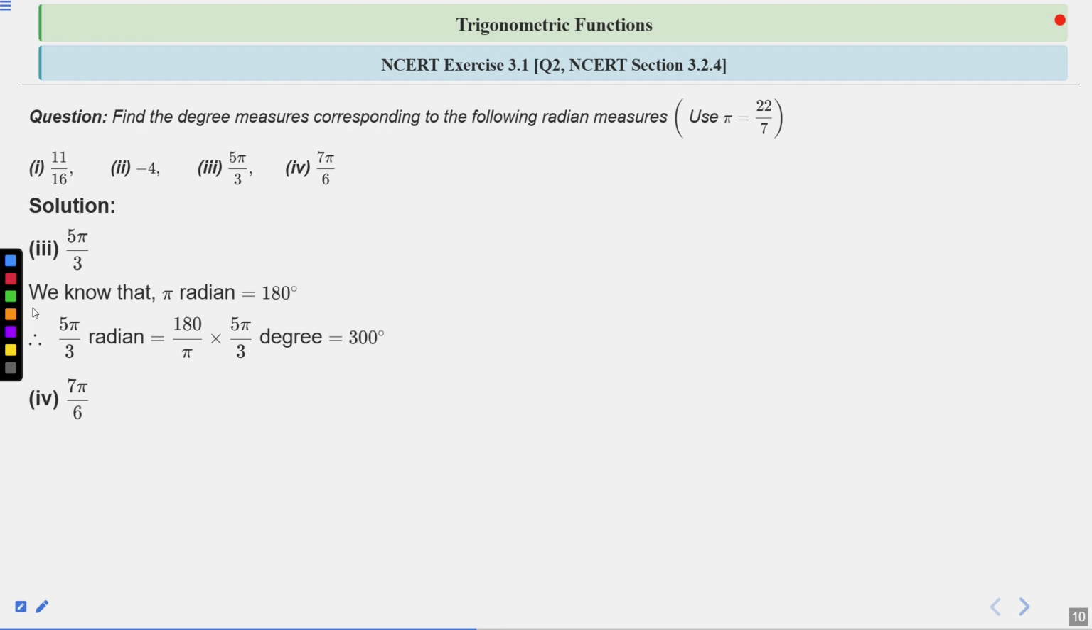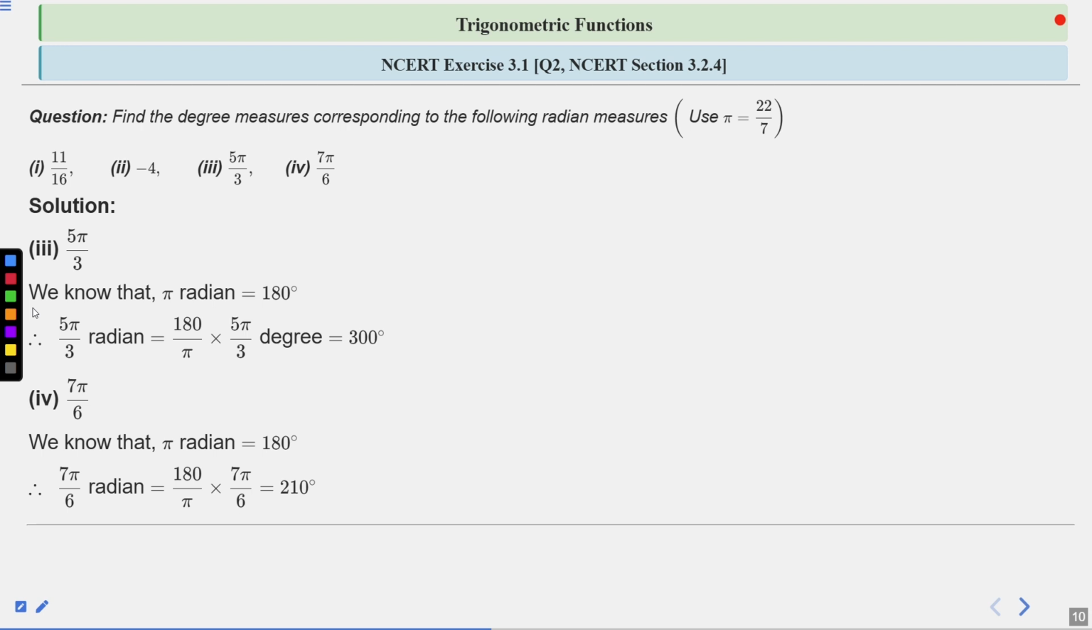So part 4 is basically 7 pi by 6. We know that pi radian is equal to 180 degree. Therefore 7 pi by 6 radian will be equal to 180 upon pi into 7 pi by 6, which after simplification you will get 210 degree. Therefore for part 4, 7 pi by 6 radian is equal to 210 degree.